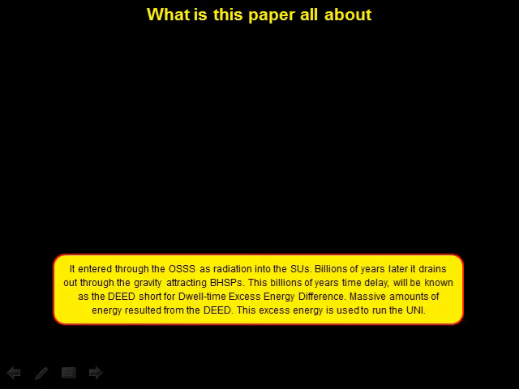It entered through the outer spherical shell singularity, as radiation into the subuniverses. Billions of years later it then drains out through the gravity-attracting black hole singularity points. This billions of years time delay will be known as the DEED, short for dwell time excess energy difference. Massive amounts of energy result from the DEED. This excess energy is used to run the entire universe.